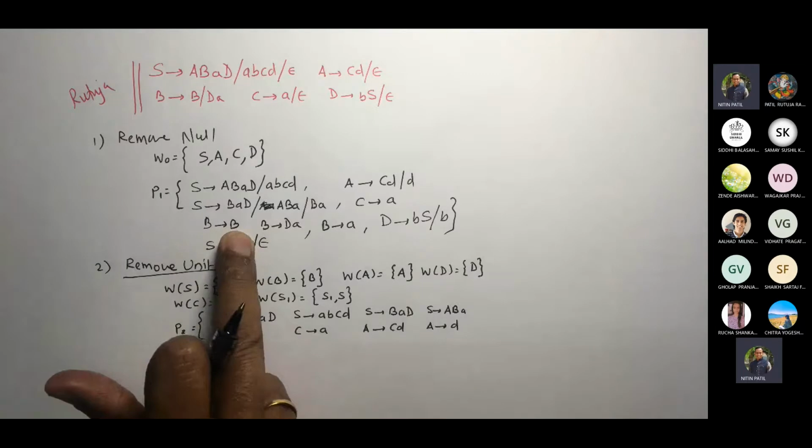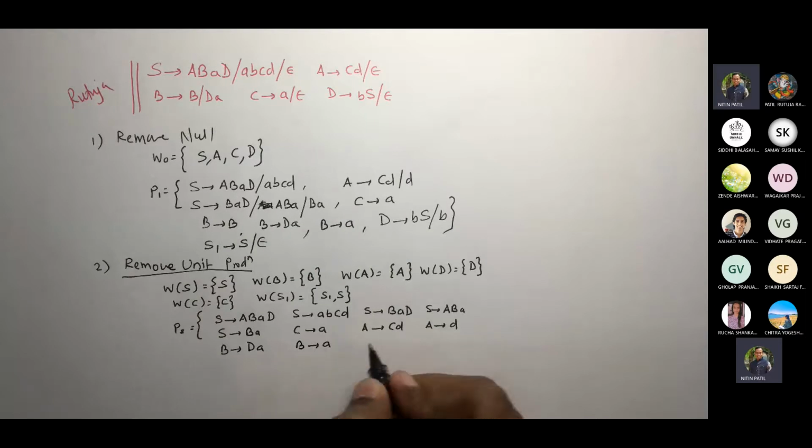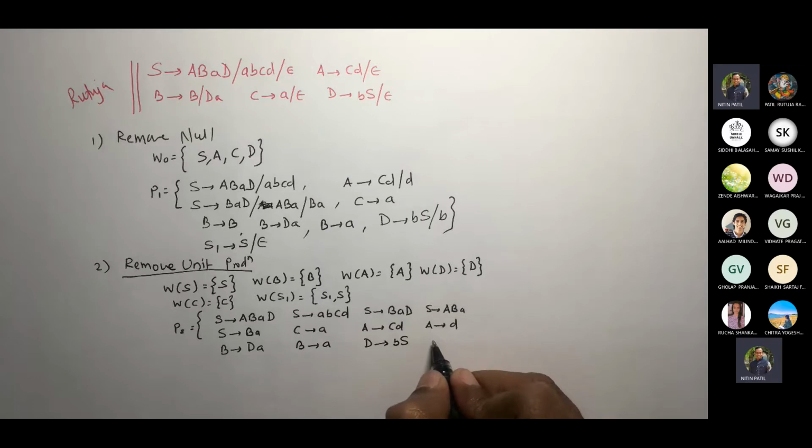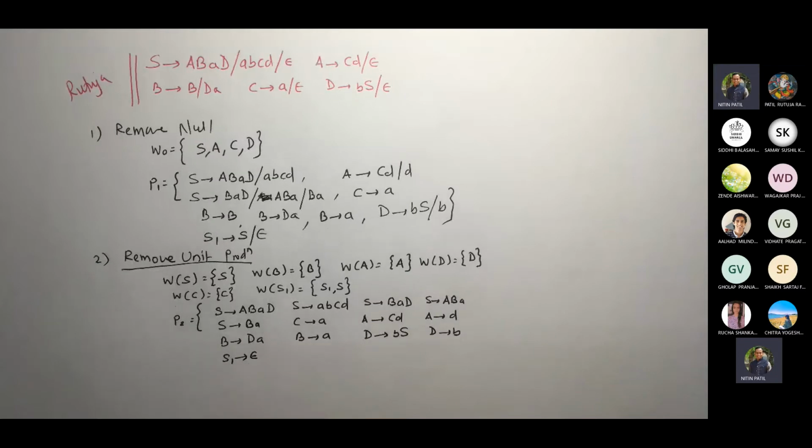B gives B. It doesn't make any sense, so you delete only this. These two are there. So D gives A and B gives A. So D gives B, S. D gives B. S1 gives epsilon. Now how many productions are there for S? In this case now 5. Correct? So write all 5 for S1.